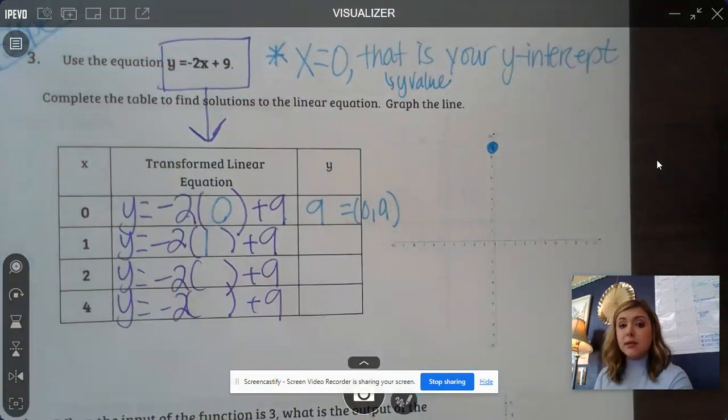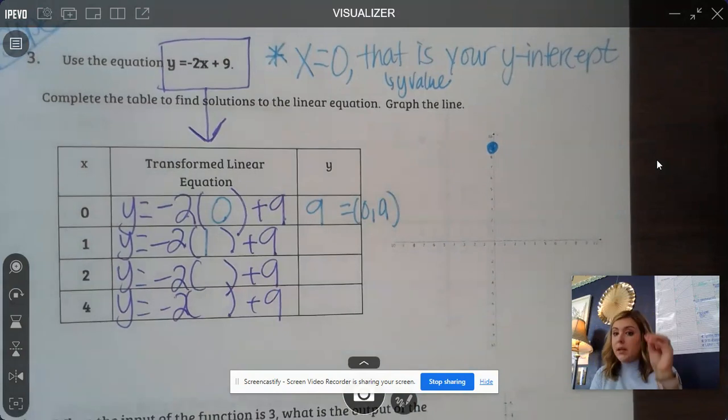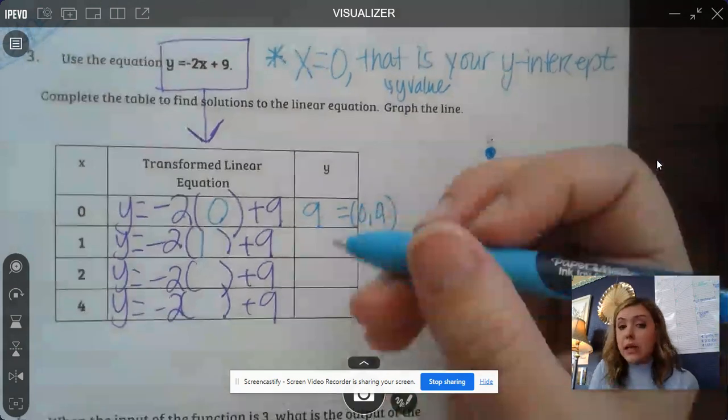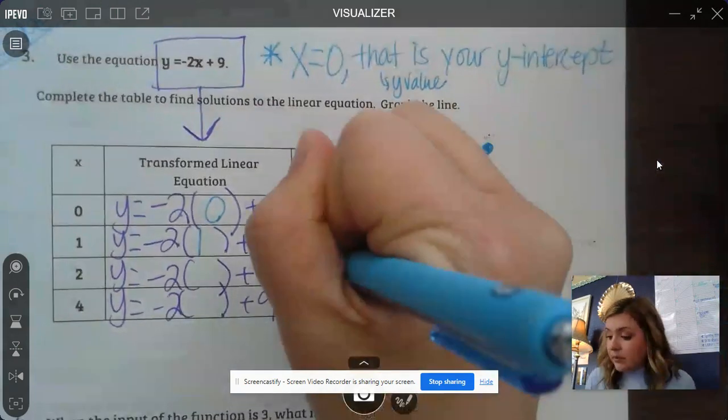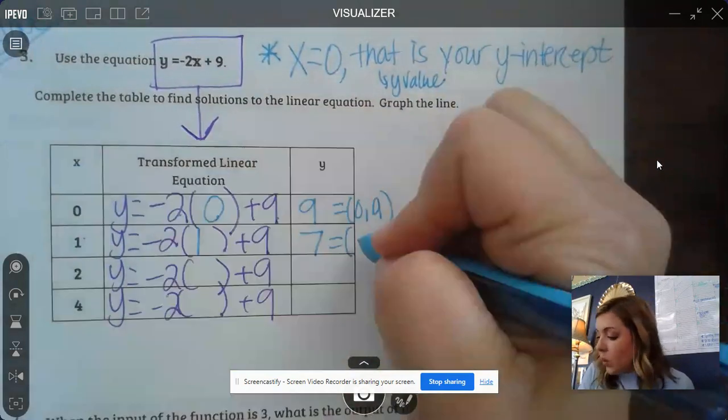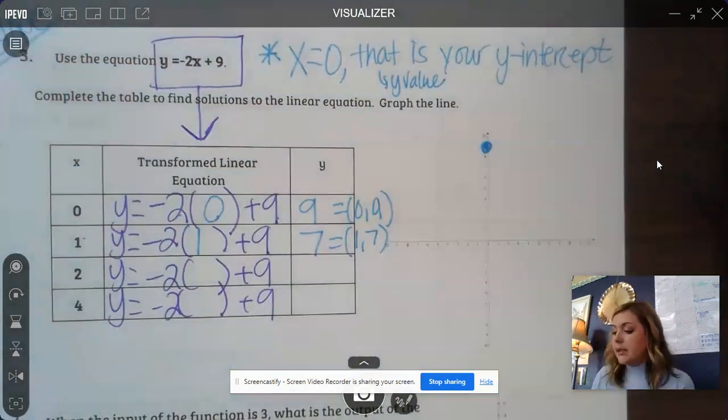I strongly suggest that everyone, Miss Bluen's students, my students, you should be using a calculator, okay? -2 times 1 plus 9 is 7. And then we have an ordered pair where x is 1 and y is 7.